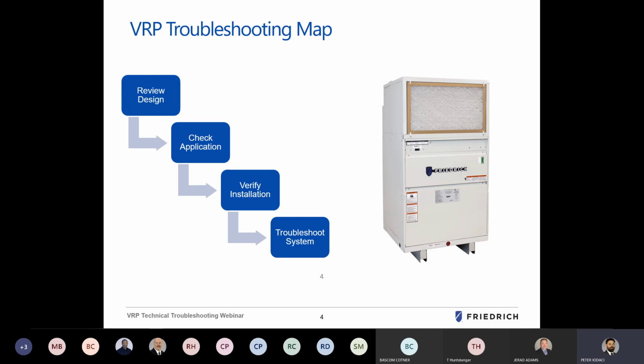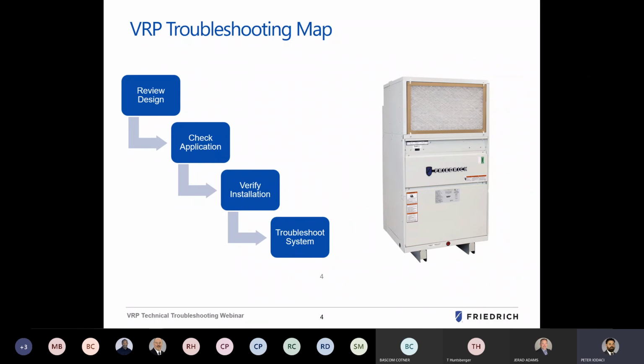In our national VRP trainings, one of the things that we cover is the VRP troubleshooting map. The VRP troubleshooting map covers reviewing the design, checking the application, verifying the installation, and then troubleshooting the system. In the last part of this webinar series, we're going to go over the troubleshooting portion of this map. In previous webinar sessions, we went over how to review the design, check the application, verify the installation, and avoid some of those pitfalls mentioned inside the best practices class.